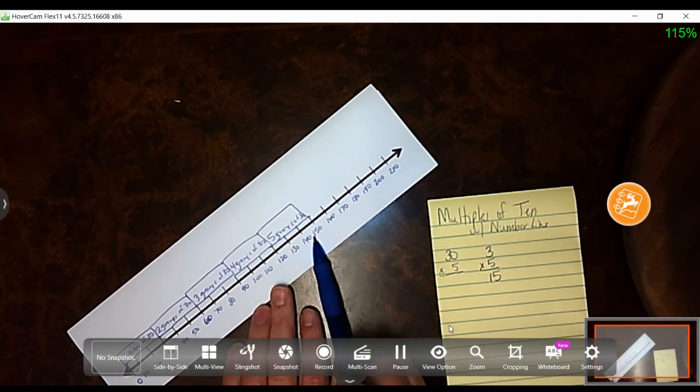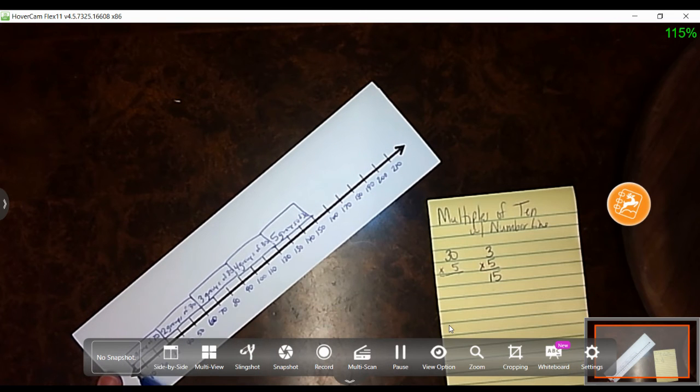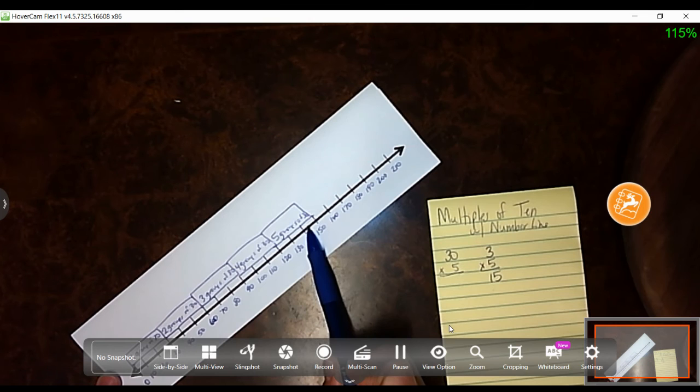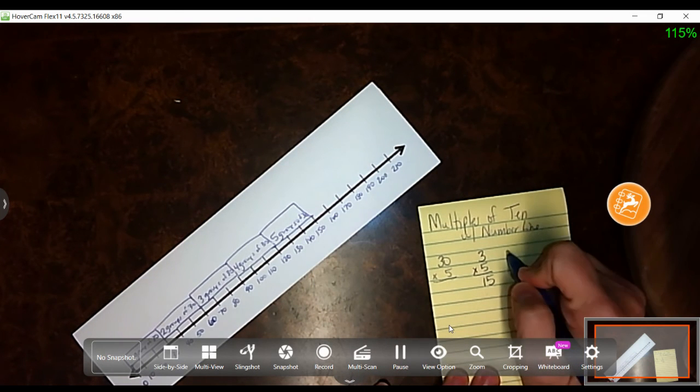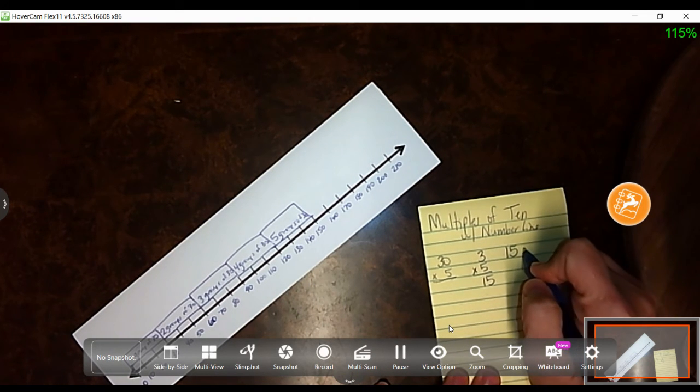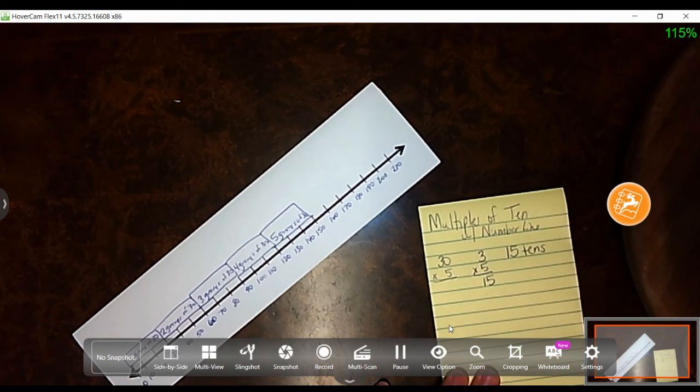How many tens is 150? Let's count our tens. 10, 20, 30, 40, 50, 60, 70, 80, 90, 100, 110, 120, 130, 140, 150. Let's do that again. 1, 2, 3, 4, 5, 6, 7, 8, 9, 10, 11, 12, 13, 14, 15 groups of 10. So I know that I have 15 tens, 15 groups of 10.